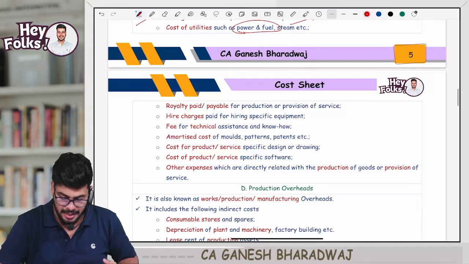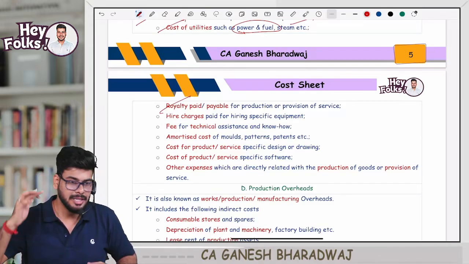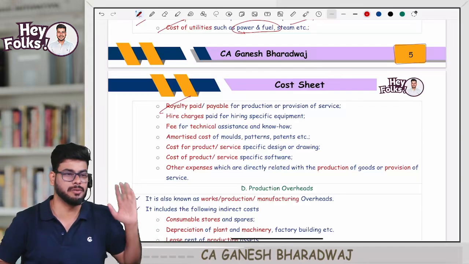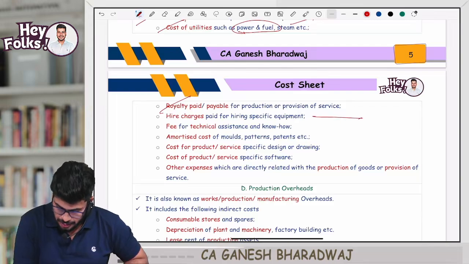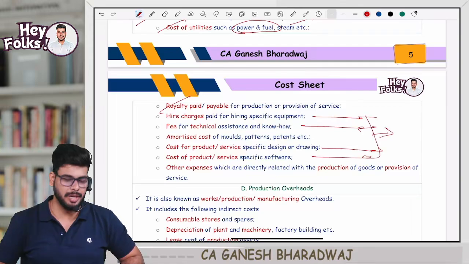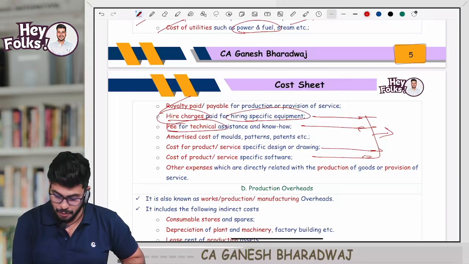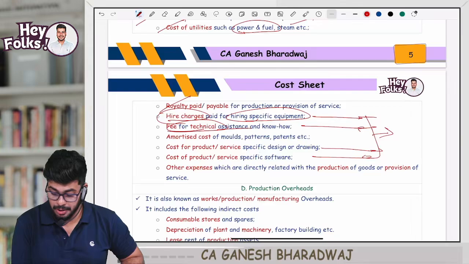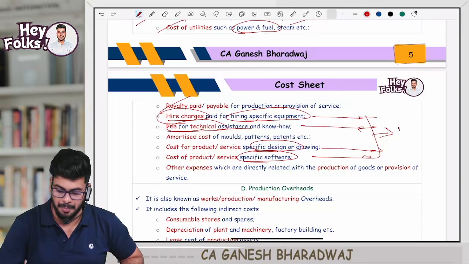Clear with this, guys? Next, royalty payments. I told you, Maruti paying to Suzuki and all, guys, correct? So every unit produced, they need to pay some 50,000-60,000. That's also traceable on a per unit level. Now, these four line items can be clubbed together: hire charges paid for hiring specific equipment, fee for technical assistance, cost for product or service specific design drawing, and cost for product or service specific software. These four line items are also a part of direct expense.